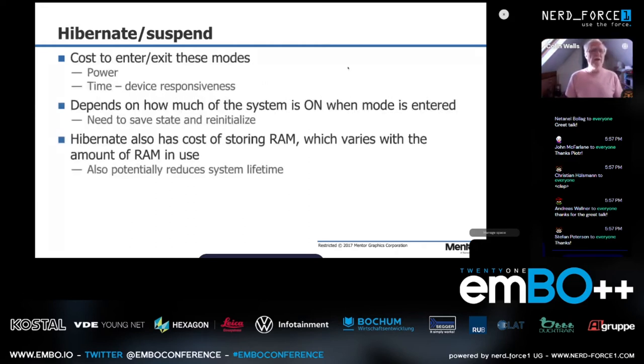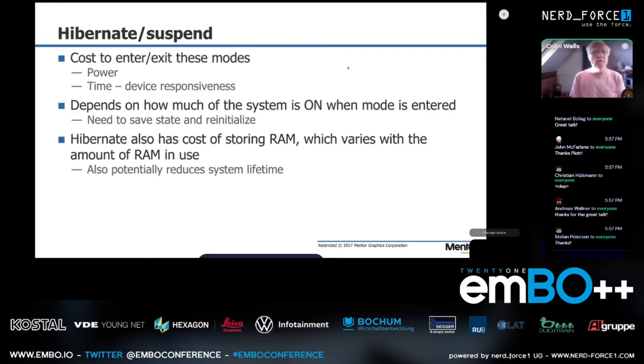A key thing to bear in mind is the cost of entering and exiting the modes. There's a cost in terms of power, ironically, because you have to execute extra software to go into suspend, to go around turning everything off. In the case of Hibernate, you use quite a lot of power storing the RAM data into the non-volatile memory. And then you'd use some more power running software to restore it again. So you may actually use more power getting into, say, Hibernate than you save by being there if you're not there very long.